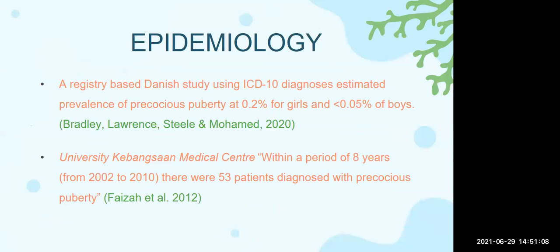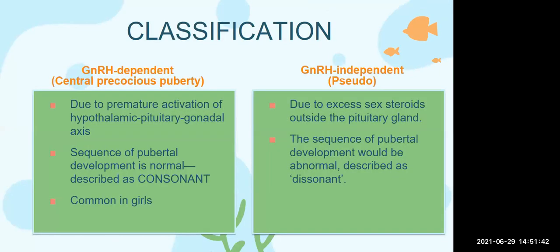For the epidemiology, there is a registry-based Danish study using ICD-10 diagnosis that estimated the prevalence of precocious puberty is at 0.2% for girls and less than 0.05% of boys. And at a UKM Medical Center, the statistic there stated that from 2002 to 2010, there were 53 patients diagnosed with precocious puberty. Okay, next.